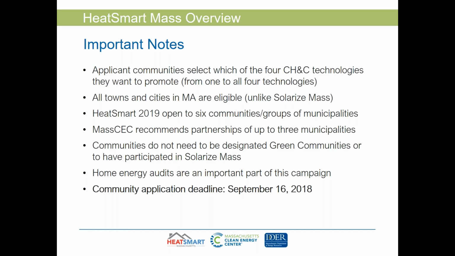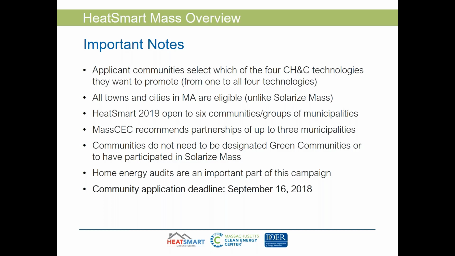Why we bring this up is because this is based off the Solarize Mass program, and unlike Solarize Mass, everyone is eligible. In Solarize Mass, not every community is eligible. So keep that in mind, that it is open to the entire state. And this year we are opening it up. We're bringing it from 4 communities for the pilot to up to 6 communities or groups of municipalities this year. So keep that in mind as well.